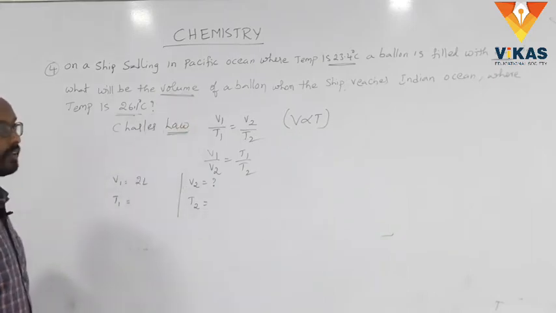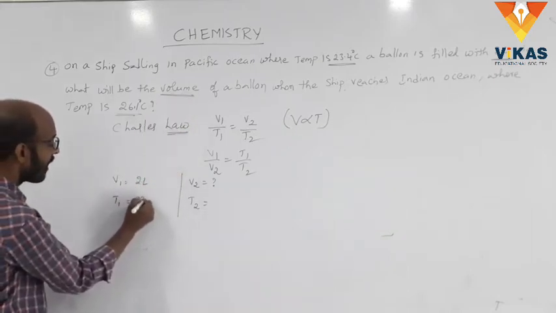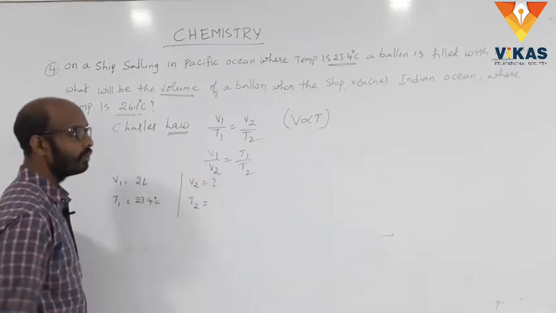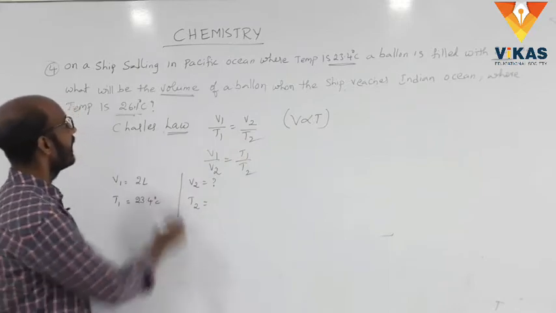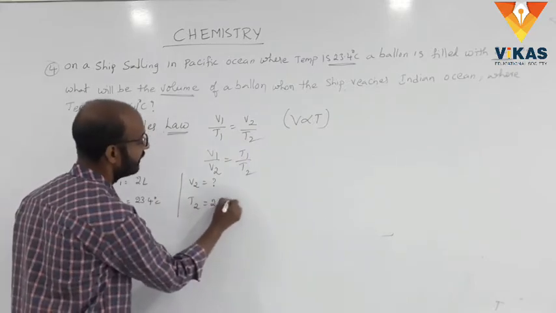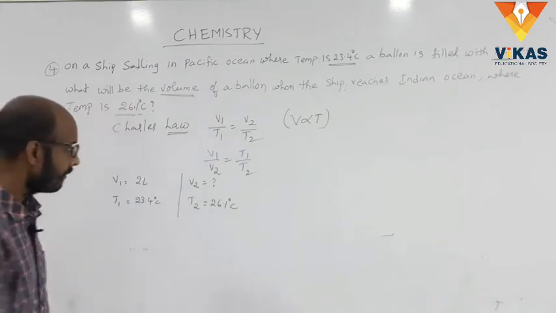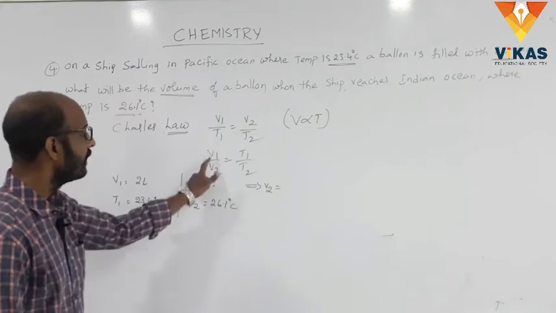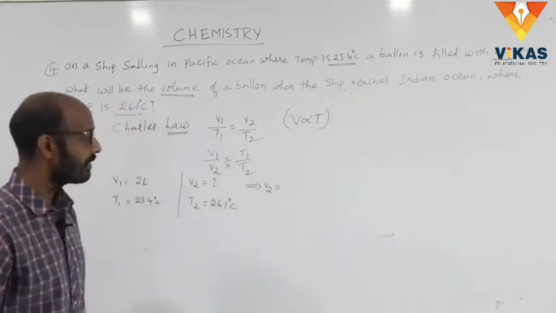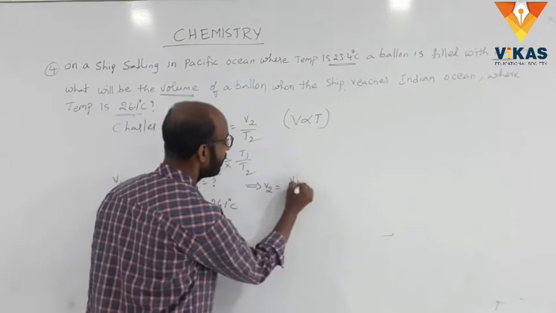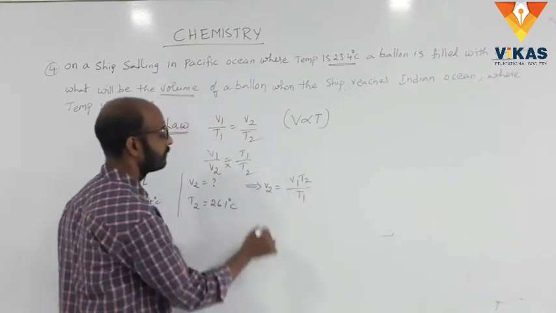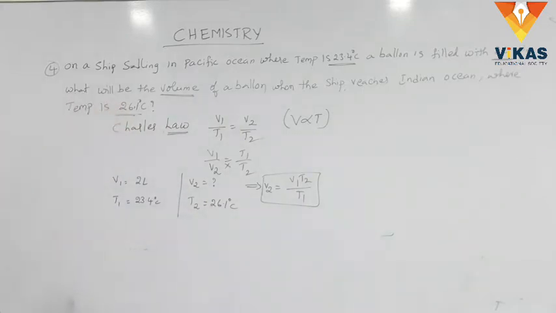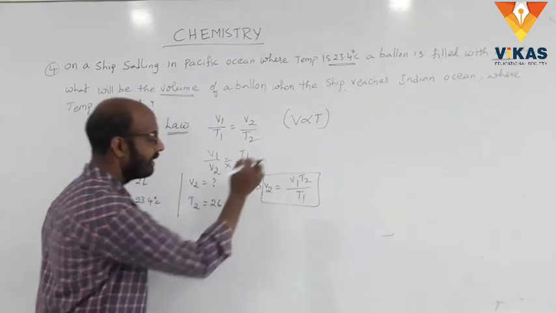ఆ 2 liters బెలూన్ ఫిల్ చేసినప్పుడు టెంపరేచర్ ఎంత ఉంది? 23.4 డిగ్రీ సెంటిగ్రేడ్స్. ఓకే, అండ్ ఫైండ్ అవుట్ ద V2 when the ship reaches the Indian Ocean and the temperature is 26.1 degree centigrade. How to find out the V2? So cross multiplication, just cross multiplication. So V2 అటువైపుకి వెళ్తుంది, V1 T2 by T1. Okay, V2 is equal to V1 T2 by T1.